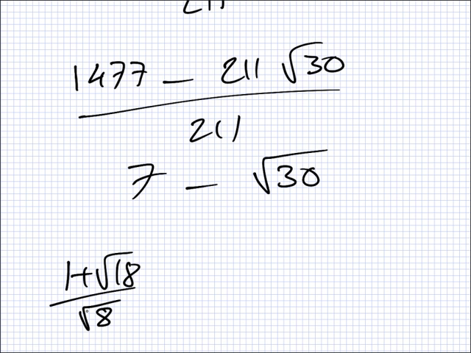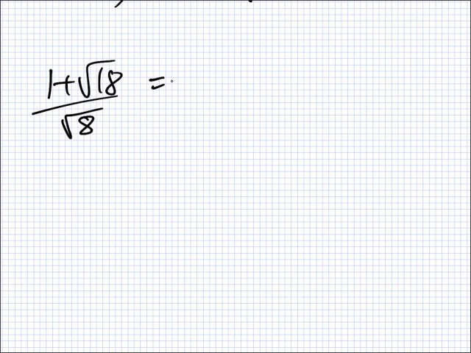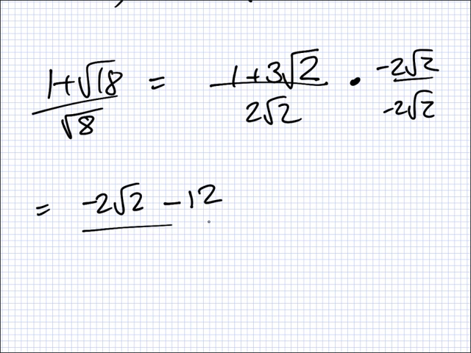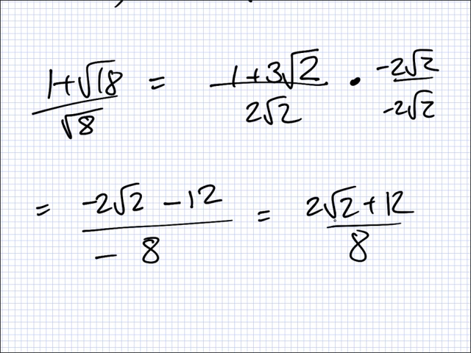Okay, so for this one here, you should first change that into 1 plus 3 root 2 over 2 root 2. And you multiply above and below by minus 2 root 2. Okay, so on the top we get minus 2 root 2 minus 12, and then on the bottom we have minus 8. Now, there's a minus in everything, so I'll multiply everything by minus. I'll get 2 root 2 plus 12 over 8.